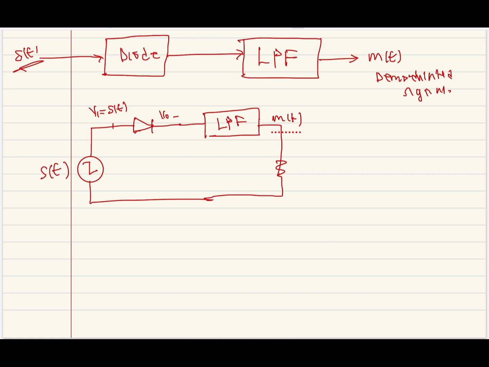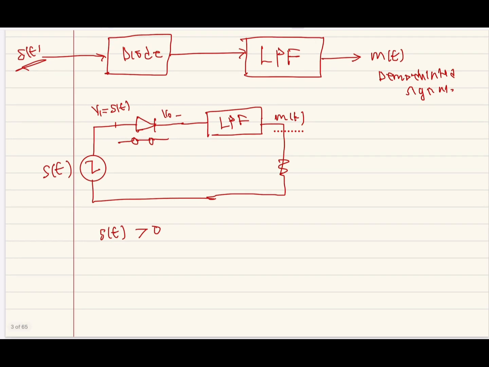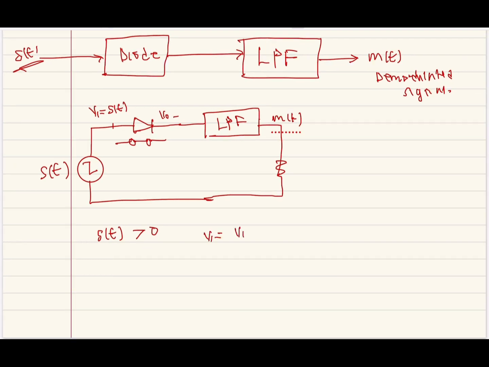This works in the sense that at the positive half cycle, this diode will act as a switch, and therefore it will conduct. The diode will be reverse biased at the negative half cycle. In that case, the diode will not conduct. So in doing demodulation here, we want to focus on the fact that when S of t is greater than 0, we are in the positive half cycle, and we will see that V1 equals V out, which is equal to S of t. But remember that at S of t less than 0, V out is not equal to V1.